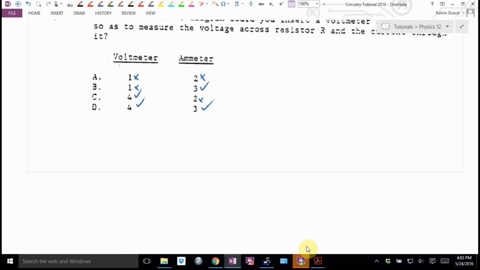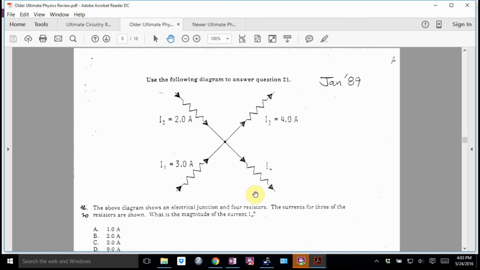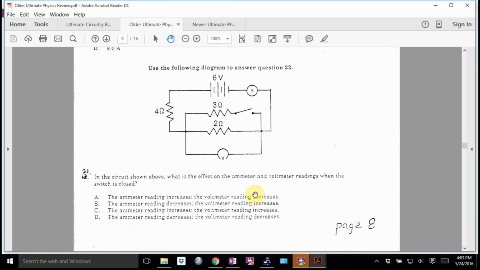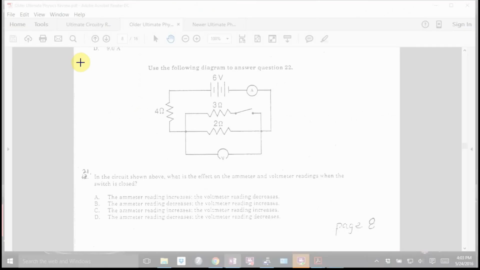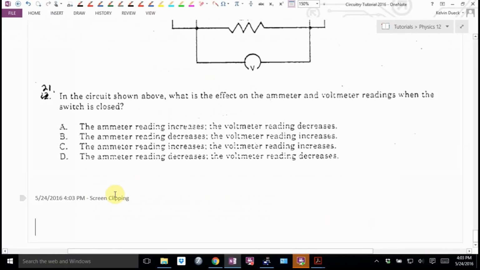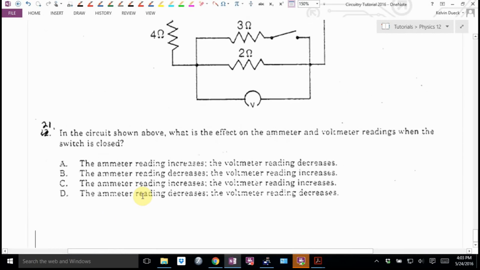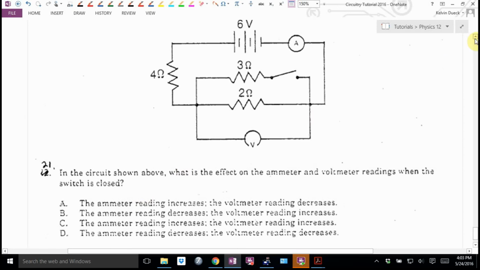So let me see if I can find one that's got a switch question here. I think I got one. Right here. It says to answer number 22, but it's number 21. Okay? So it says this.